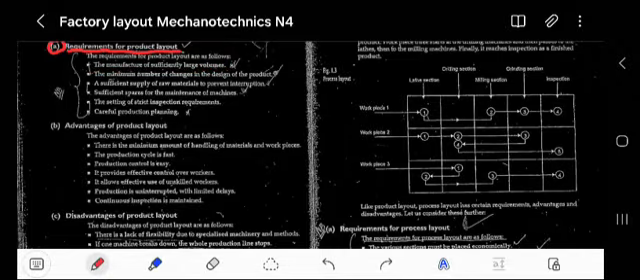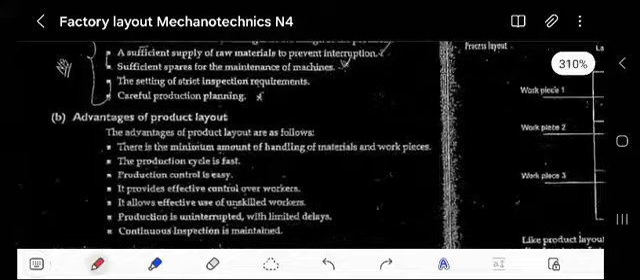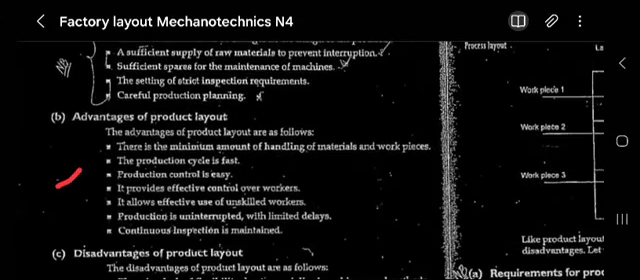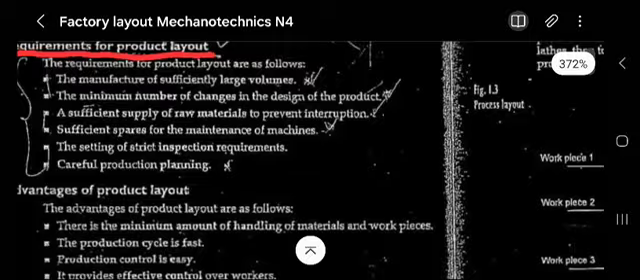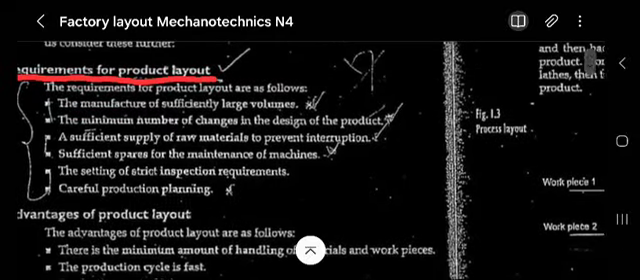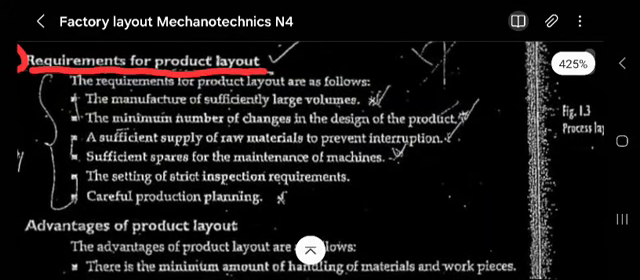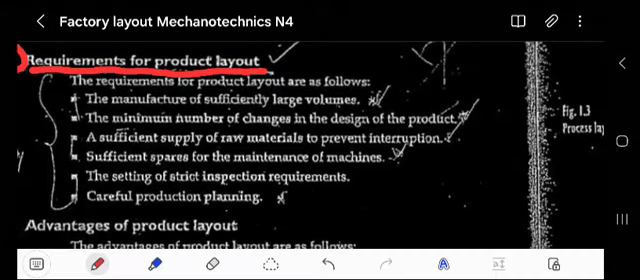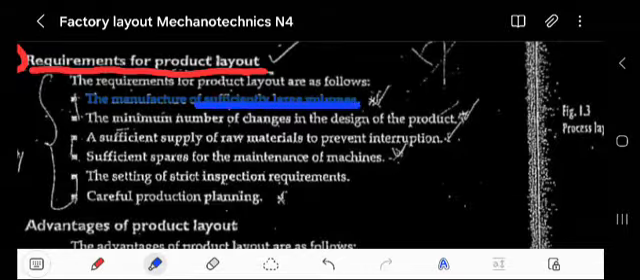Then let me zoom in, guys, so that we can see properly. I hope now everyone can see clearly. As you can see there, the requirements for the product layout are as follows. The manufacture of sufficiently large volume: we require a sufficiently large volume.